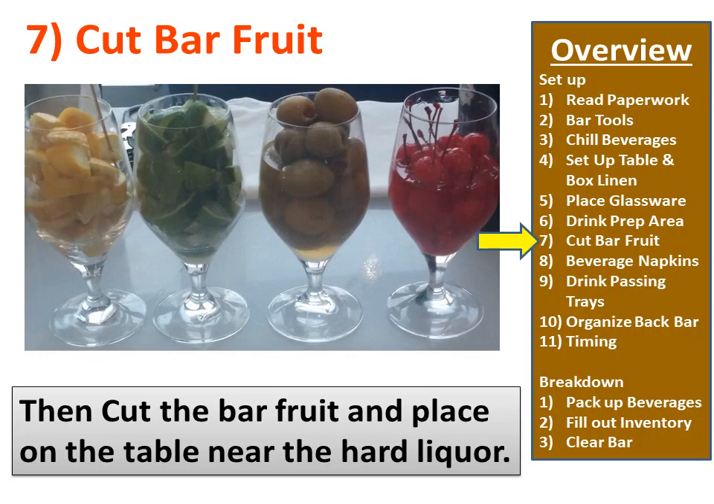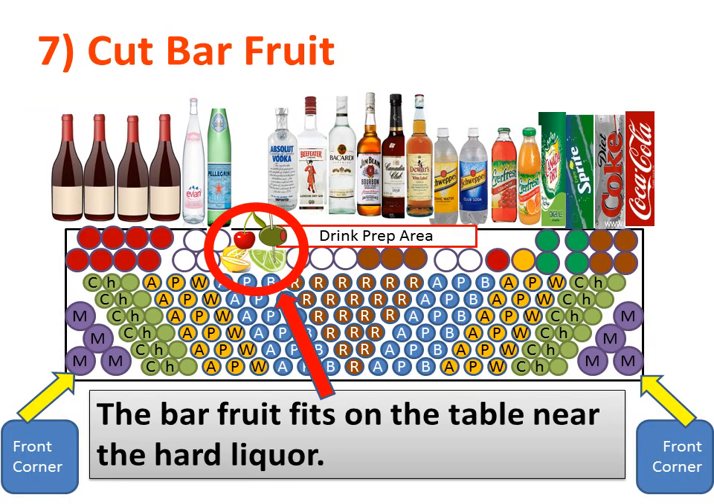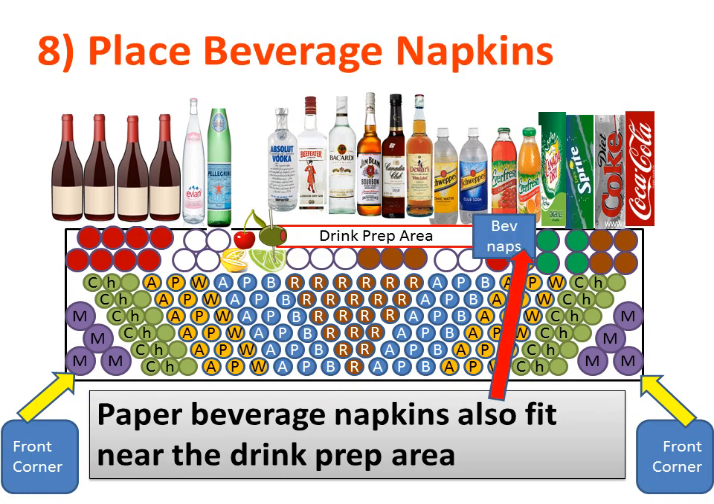Next, you must cut your bar fruit. This consists of lemons, limes, olives, and cherries. Each lemon and lime should be cut into 12 similarly sized pieces. The bar fruit fits on the table near the hard liquor. A stack of beverage napkins also fits near the drink preparation area.